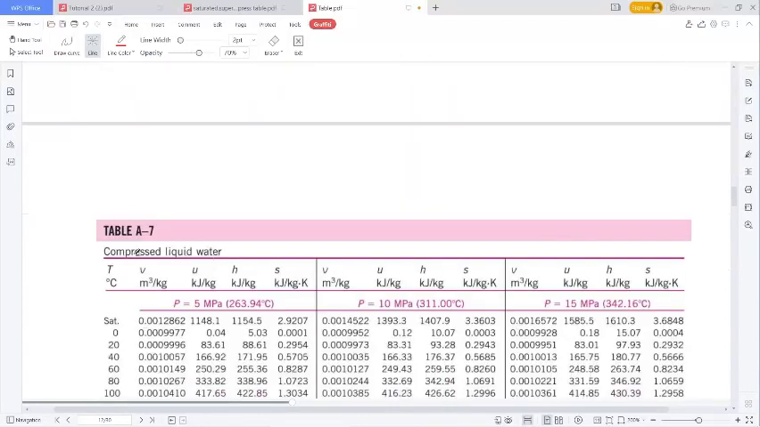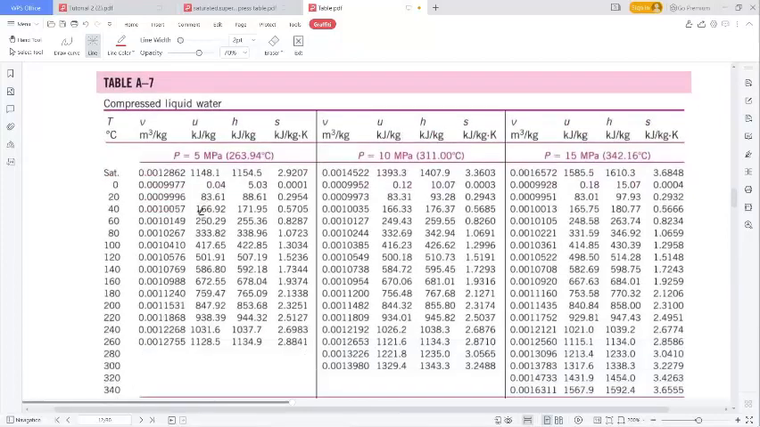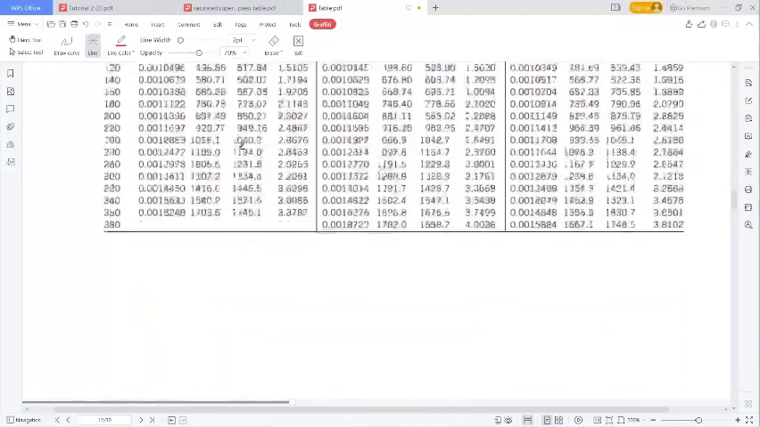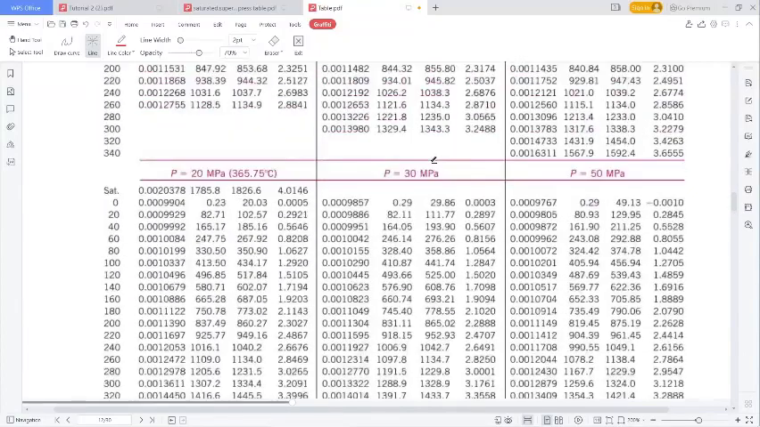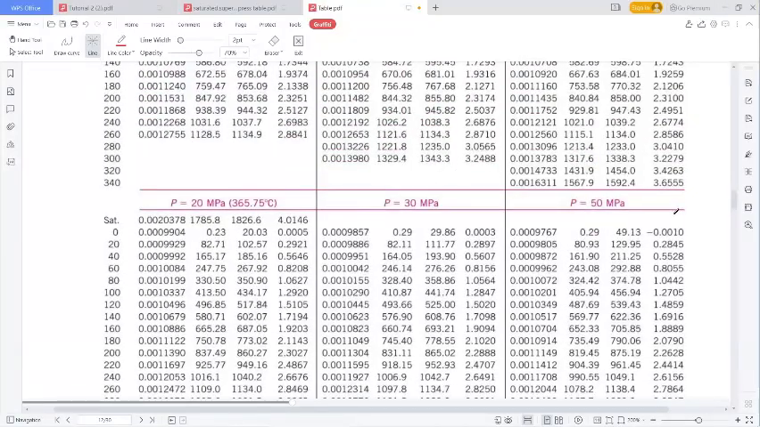For compressed liquid water, that will be at table A7. In this table, the lowest pressure is 5 megapascal. If you are lower than that, then you will need to refer to the saturated table. And the highest pressure will be 50 megapascal.